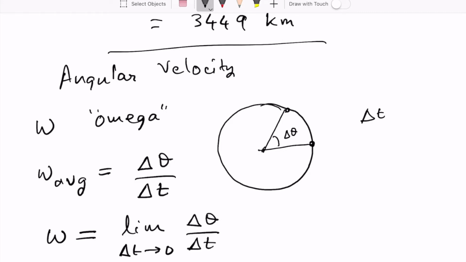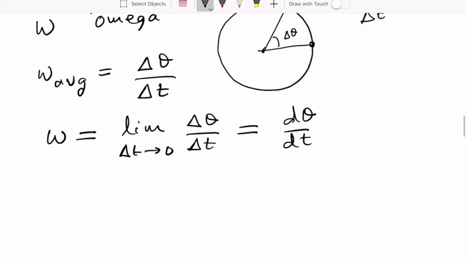And as you know from calculus, this is nothing but d theta dt. This is the definition of the derivative. So this concept of instantaneous omega is very similar to the concept of instantaneous velocity that we talked about a long time ago back in chapter 2. So we get this very important relationship that omega is just d theta dt, the rate of change of angular position. The units of omega would be radians per second, and those are the units that we'll be using most of the time.